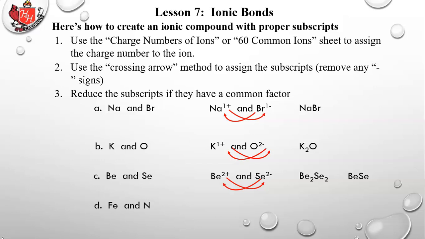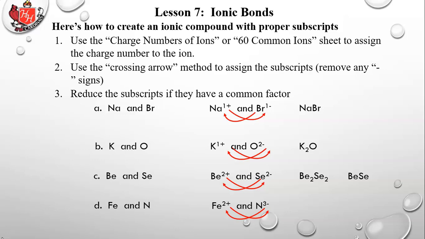Okay, finally, iron and nitrogen. Now, iron can have more than one charge, so you have to know which iron you're dealing with. So we're going to be dealing with iron 2+. And then nitrogen can only have the one charge, which is 3-. So the iron you would need to get off of either of the sheets, and the nitrogen, same thing.